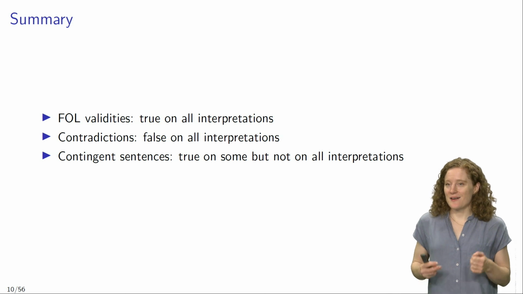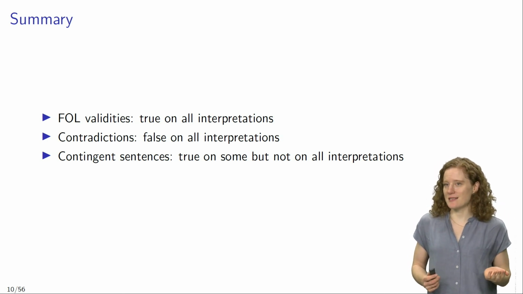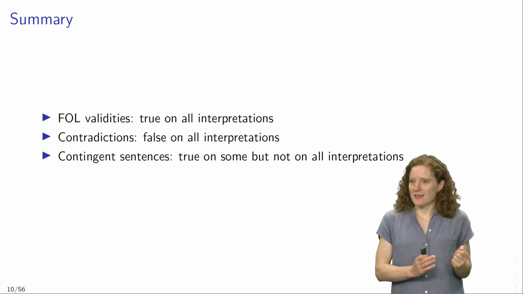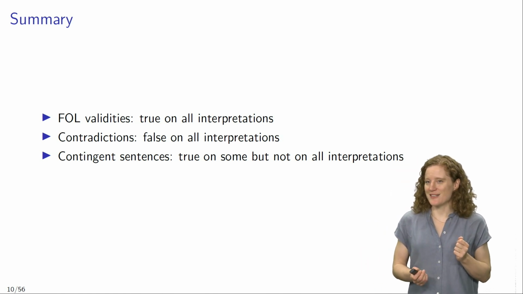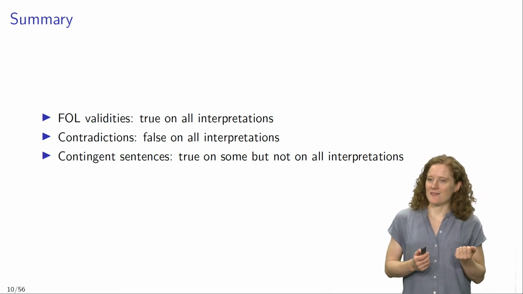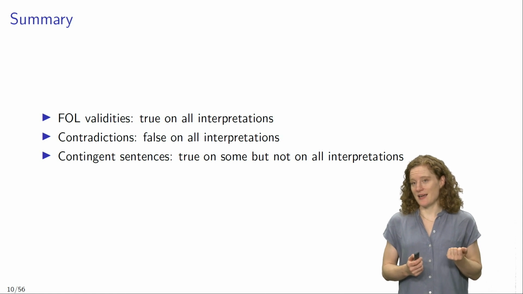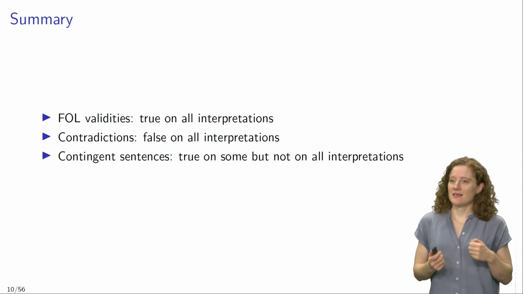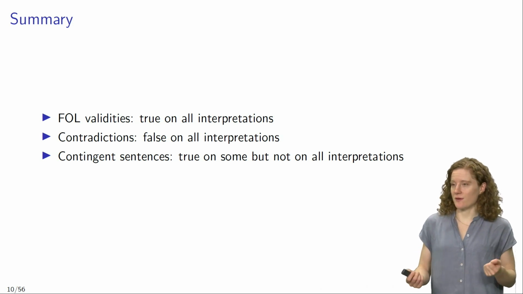Okay, these are our first three new concepts: FOL validities, FOL contradictions, and FOL contingent sentences. An FOL validity is a sentence that is true on all FOL interpretations. An FOL contradiction is an FOL sentence that is false on all interpretations. And an FOL contingent sentence is an FOL sentence that is true on some but not on all interpretations.